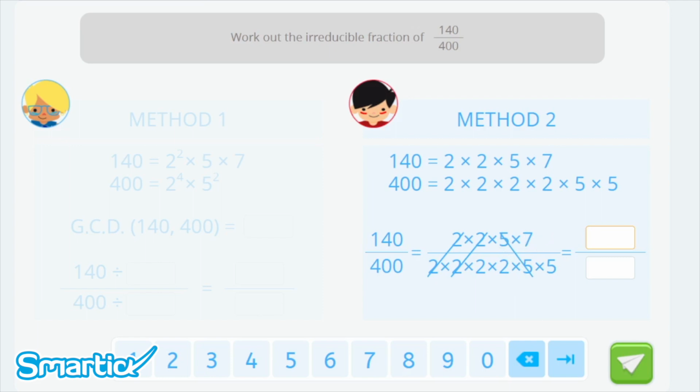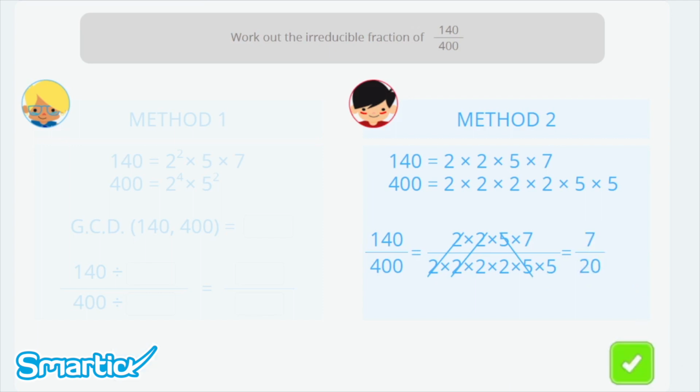So let's see what's left. We have a 7 on top left, and then we have 2 times 2 times 5. So 2 times 2 equals 4. 4 times 5 equals 20. Perfect! The irreducible fraction of 140 over 400 is 7/20ths. Now you know how to find the irreducible fraction of another fraction. You just need to keep practicing.